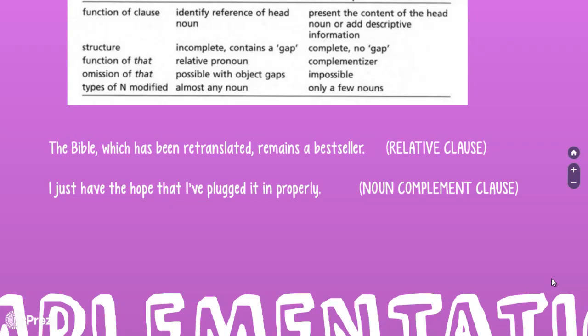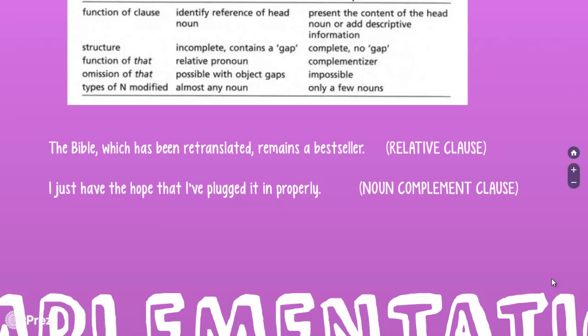Now let's move to the noun complement clause. In this case, our head noun is the noun hope. And what we have in the that clause is the content of the hope. So this complement clause gives us information related to the content of our head noun. In this case, we cannot remove the complementizer that, and please note that within this complement clause, we already have a subject, a verb, and an adverbial. So it has all the elements that a clause must have. It's complete and there's no gap.